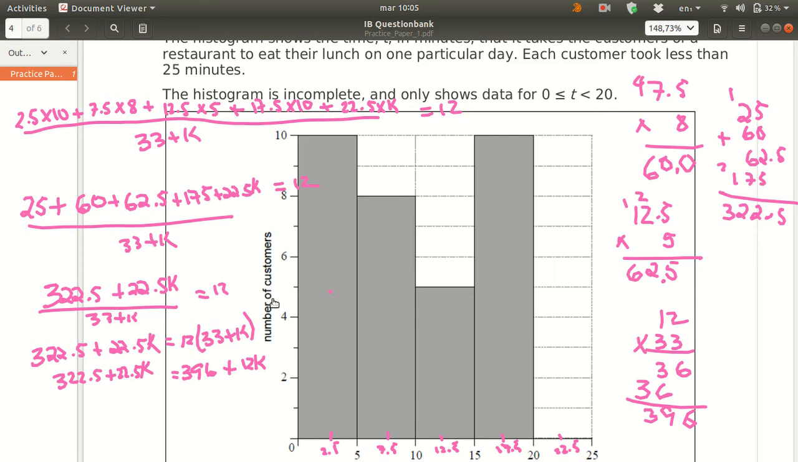Okay, so I need to subtract. I need variables on one side and numbers on the other side. So I'm going to put the variables on the left. 22.5 minus 12 is 10.5k, and 396 minus 322.5. Okay, so 10 minus 5 is 5. I needed to borrow. 5 minus 2 is 3, 9 minus 2 is 7. Okay, 73.5.